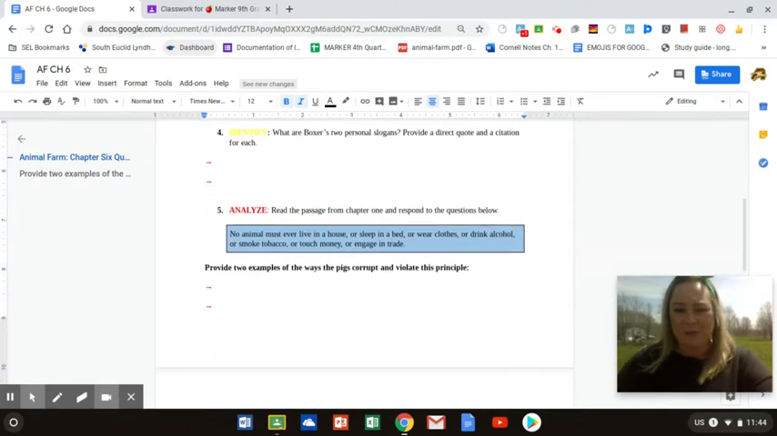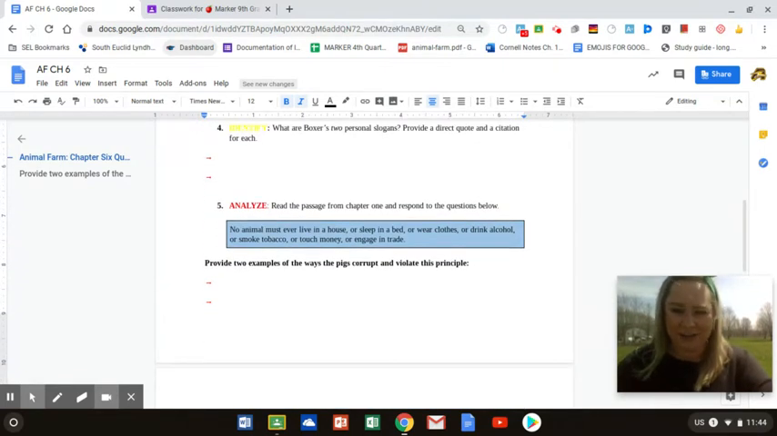Number 5, you have another passage to read, and then there are questions to answer about it. It says, "No animals must ever live in a house or sleep in a bed or wear clothes or drink alcohol or smoke tobacco or touch money or engage in trade." So this is from chapter 1. This is Old Major's vision. And I want you to give 2 examples from this chapter of the ways that the pigs corrupt and violate this principle.